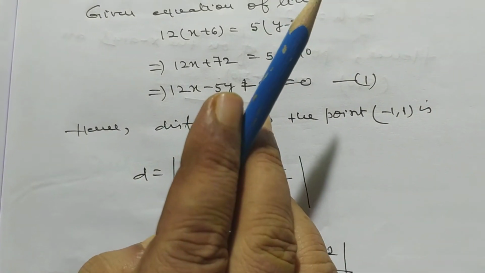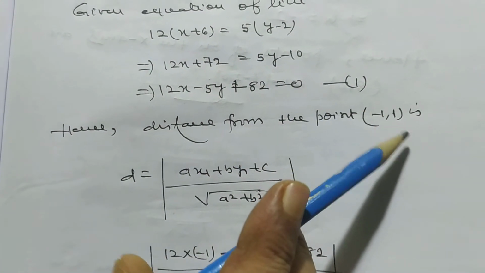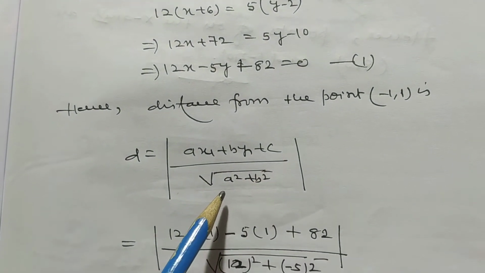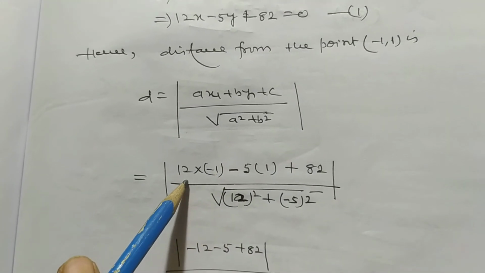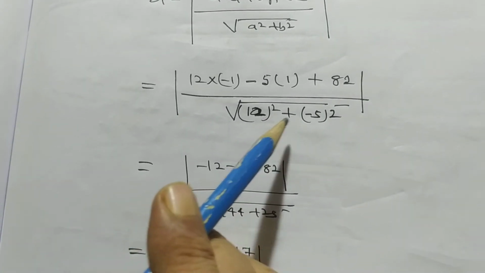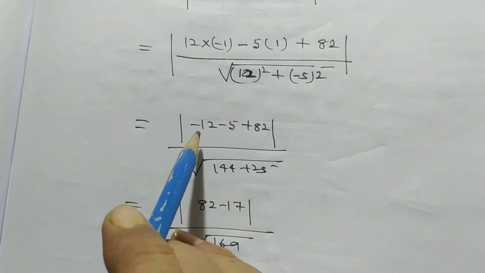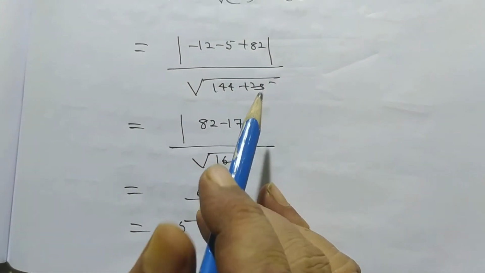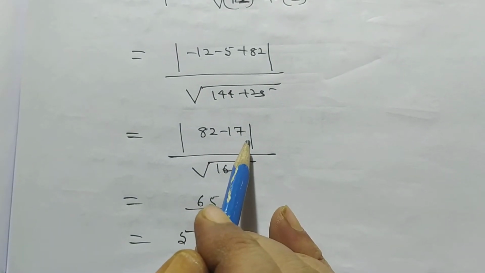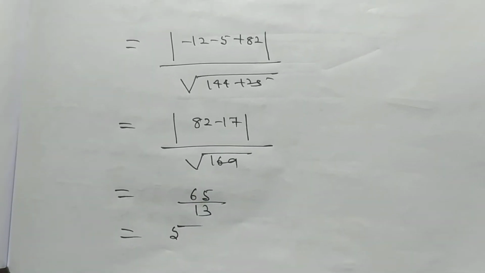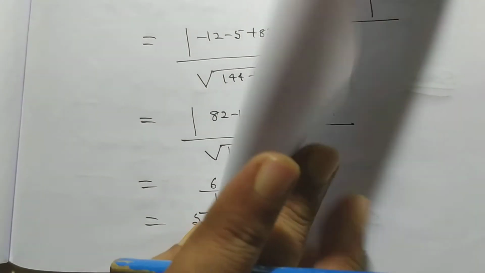The external point from which we have to draw the perpendicular is minus 1, 1. So it will be |ax1 plus by1 plus c| divided by root over a square plus b square. That is 12 into minus 1 minus 5 into 1 plus 82, divided by root of 12 square plus minus 5 whole square. That is minus 12 minus 5 plus 82 divided by root of 144 plus 25. That is mod 82 minus 17, divided by root of 169. That is 65 by 13. That is 5 units.